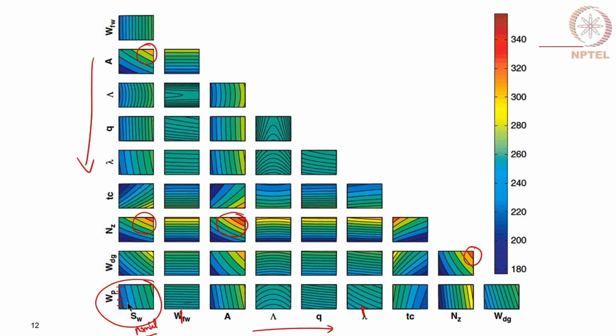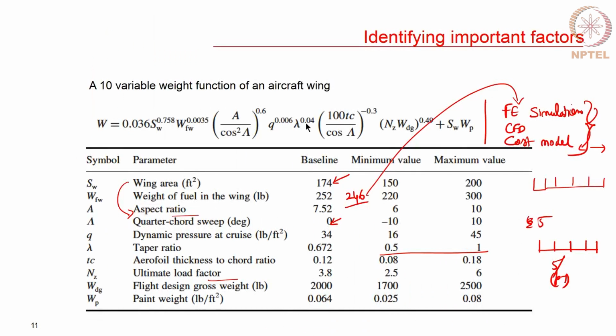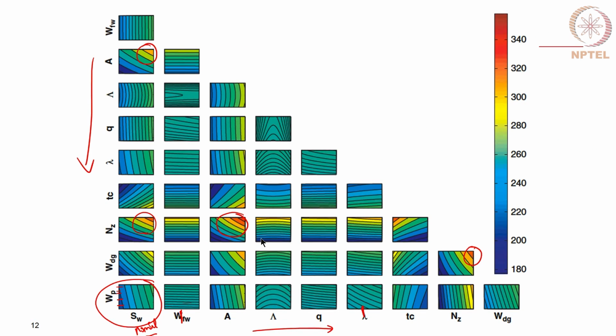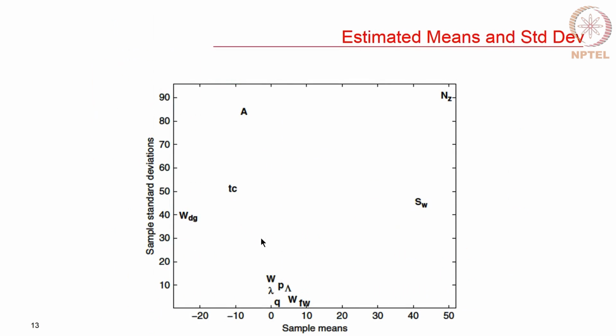If this was not important, I will get rid of this. For instance, this Q does not seem to play a major role. I do not know what Q was. Dynamic pressure at cruise, maybe only at the stall speed and all that it plays a role. In this case, it does not play a role. So, you can leave out those variables, or you can create sub variables. Now we will look at how those sub variables are obtained.